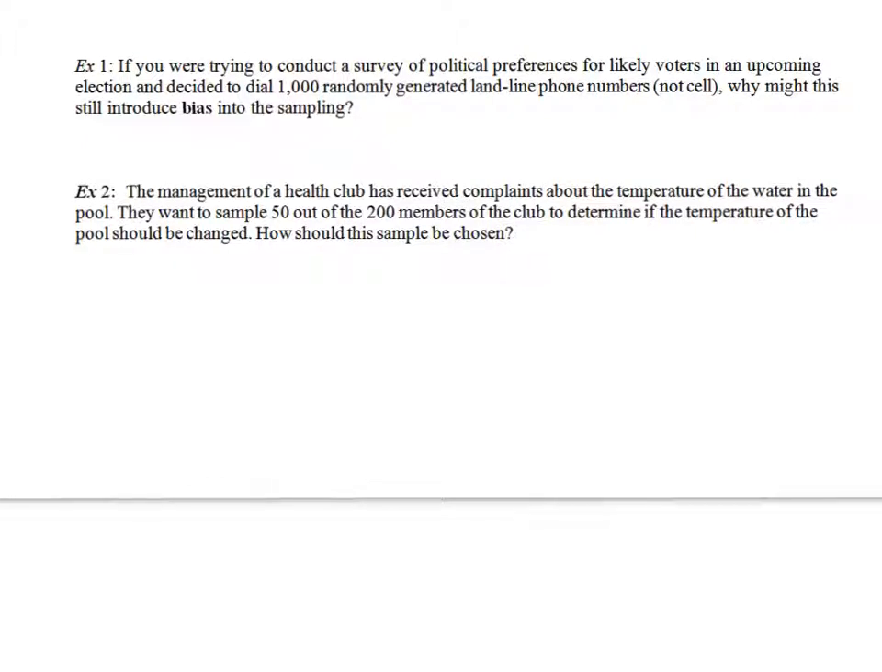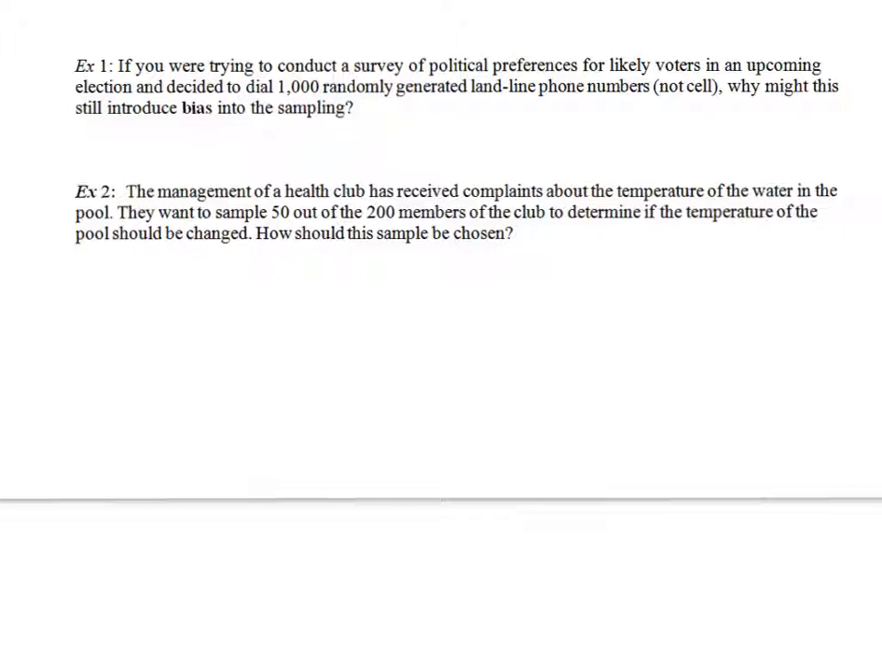Let's take a look at a few examples of statistical studies and see if we can answer these questions. So in example number 1, it says if you were trying to conduct a survey of political preferences for likely voters in an upcoming election, and you decided to dial 1,000 randomly generated landline phone numbers. So we're not talking about cell numbers, we're talking about landline phone numbers. Why might this still introduce bias into the sampling?